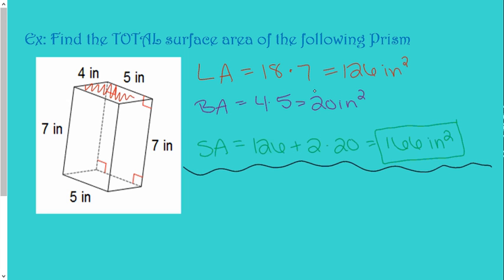So let's first find that area. Well, we said that before, it was 4 times 5. So 4 times 5 is 20. Now I have 2 of those, though, because I have the exact same shape and size down here. So I'm going to times this by 2, and I get 40.